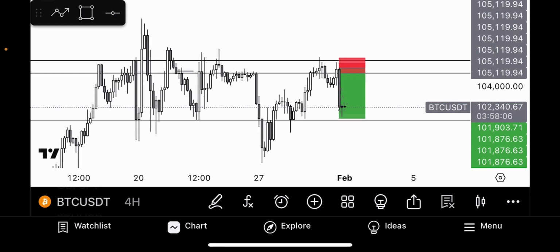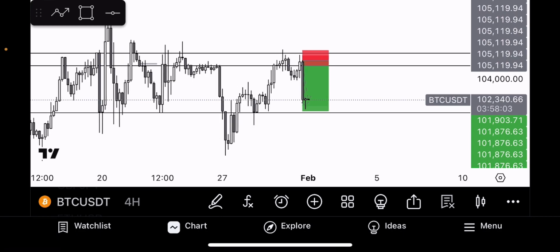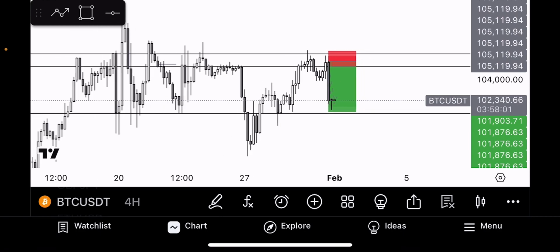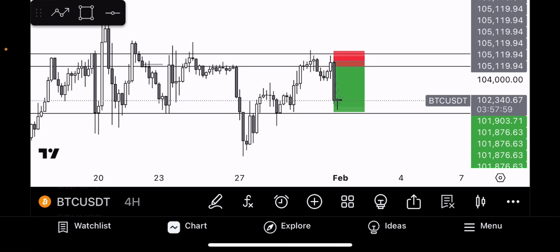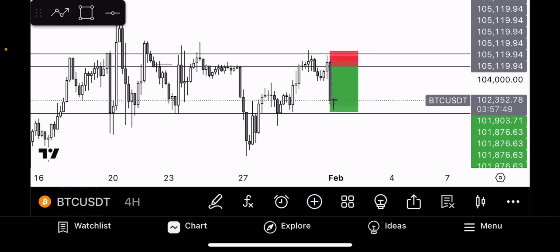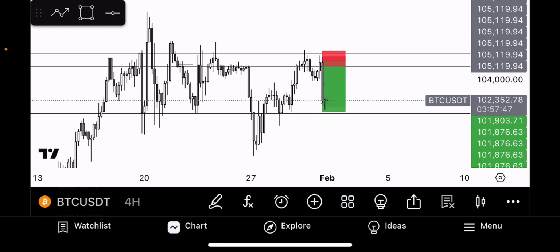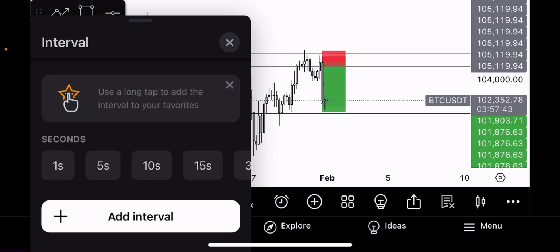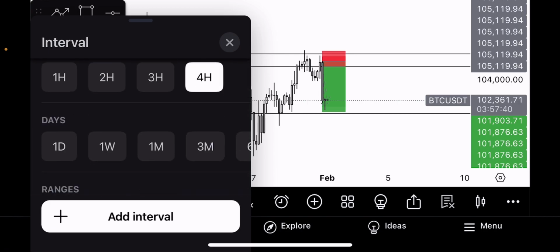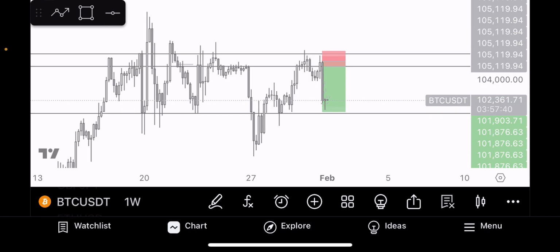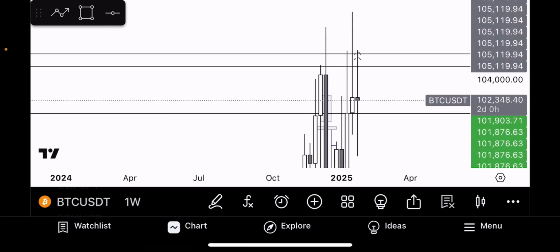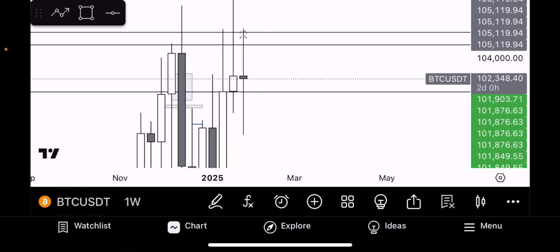Well, first of all, we are just going to be making use of three major things in this technical analysis, which is structure, liquidity, and key level. Well, let's just dive into it. Firstly, let's go back to the weekly candle. This is where I start my analysis from.